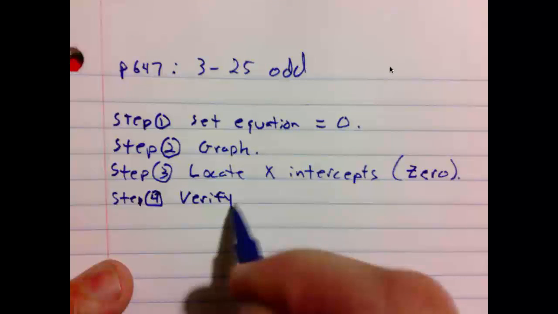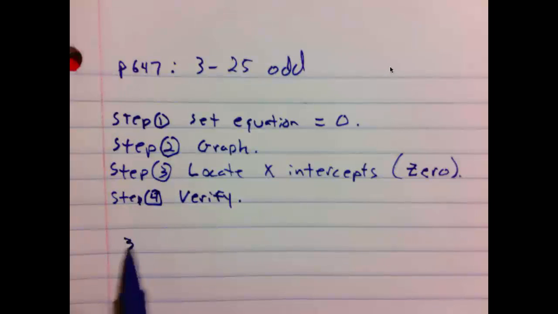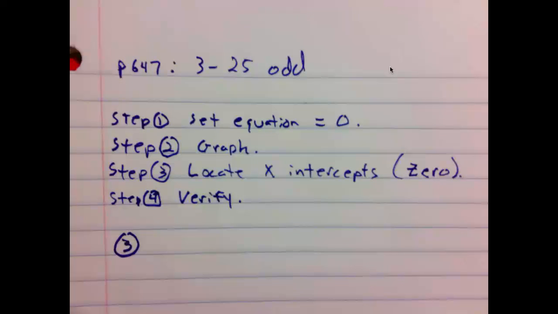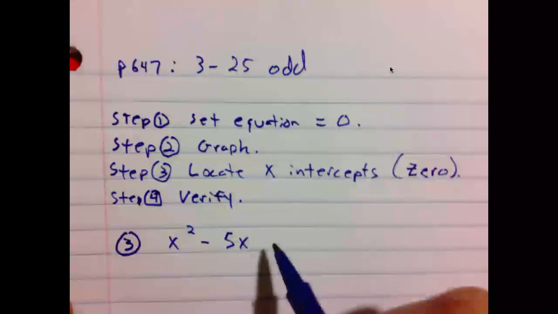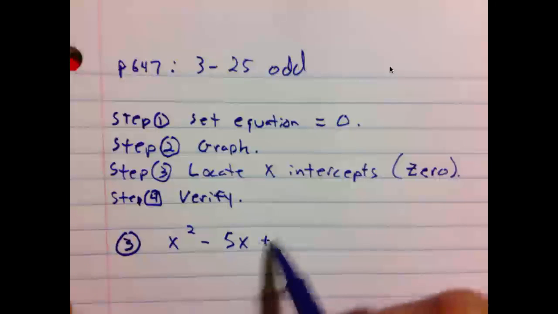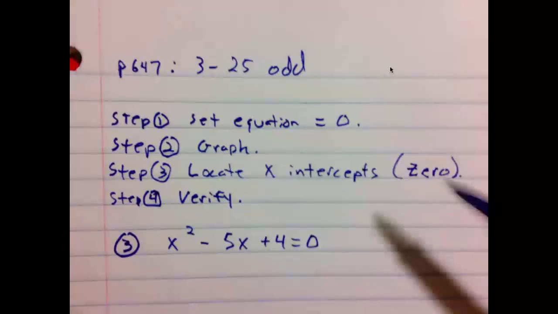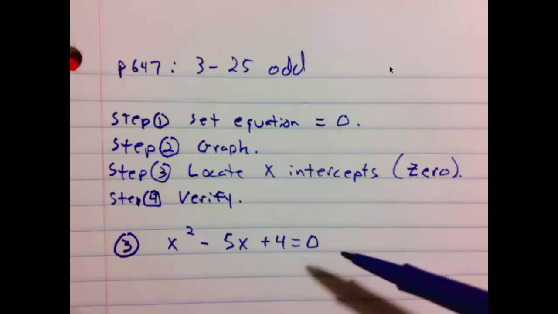Alright, I'm going to look at problem number 3. Number 3 says x squared minus 5x plus 4 equals 0. Alright, so step 1, set the equation equal to 0. We see it's done in this case. It is set equal to 0.